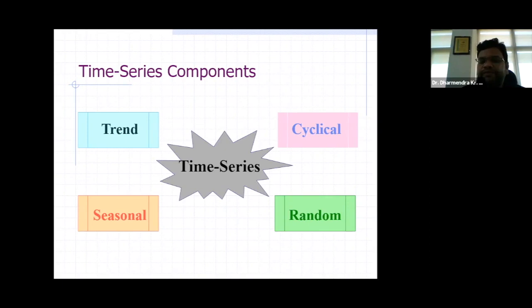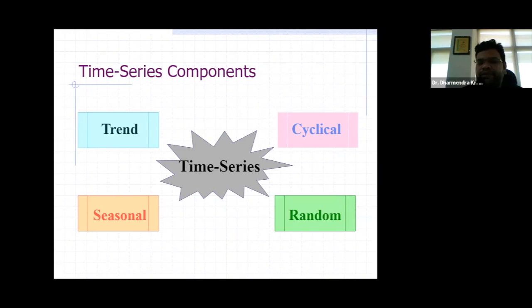For example, what is the trend of the Indian population? Whether it is increasing, decreasing or constant. You can say that the population of India has an increasing trend. If you put the data of the last 10 years, there will be an increasing trend in the population of India. So this is called trend. It is one component.